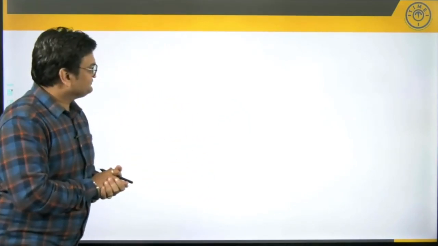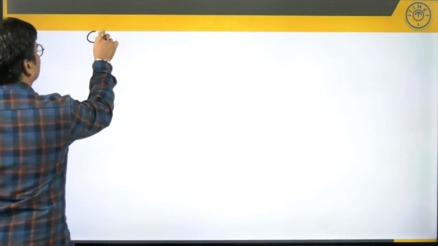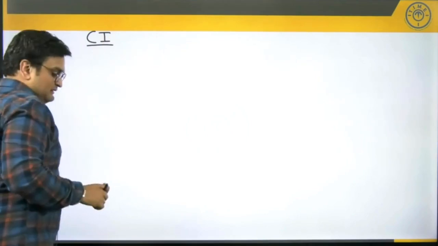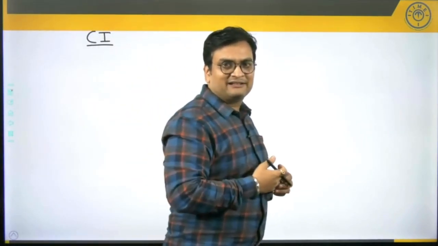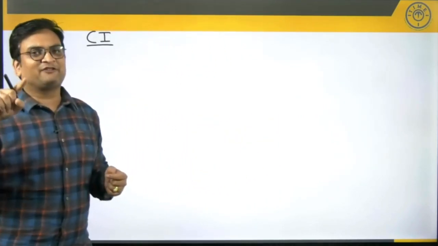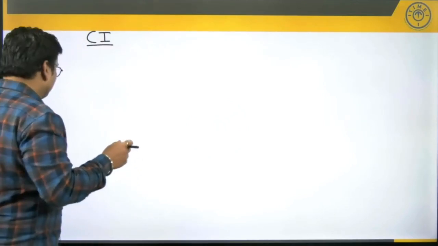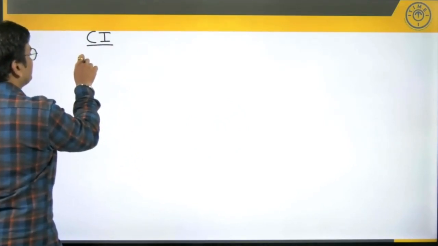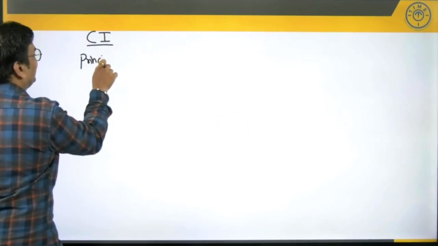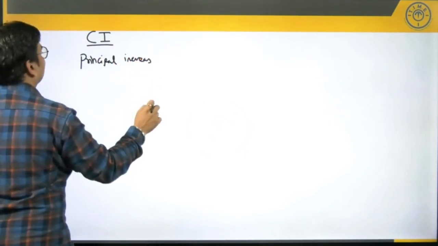Let's get started. So today we shall be taking up compound interest. The very first thing that I would like to take up is the mechanism through which interest is calculated here in CI. In simple interest, if you remember, I told you that principal remains constant and hence the interest per year also remains constant. Whereas in CI, here the principal changes. In fact, we may say that principal increases each year.